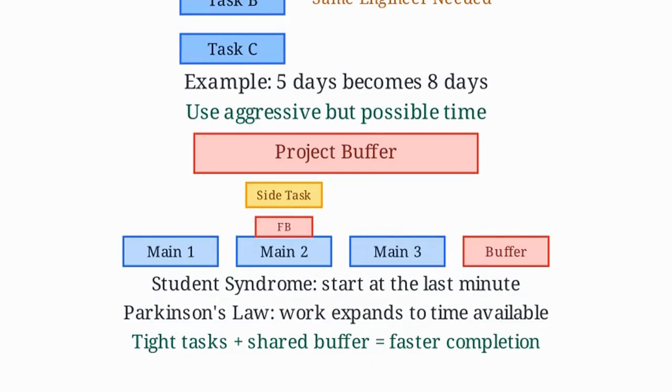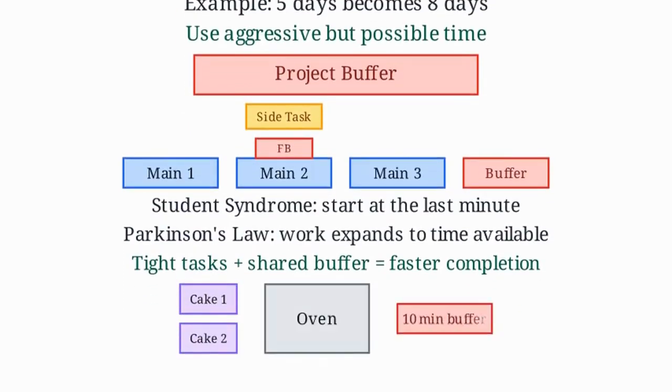Here is a simple example. Imagine baking 2 cakes with 1 oven. The critical path might say mix for 10 minutes and bake for 30 minutes. But the critical chain notices the oven is a shared resource. So we add a 10-minute buffer at the end to protect the final time.